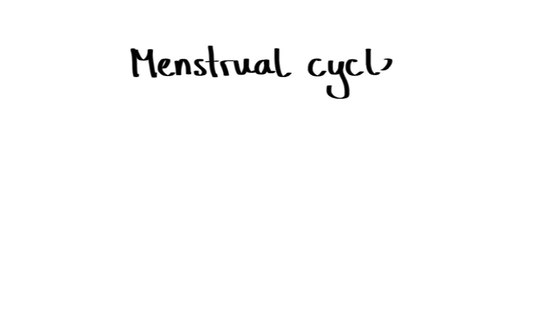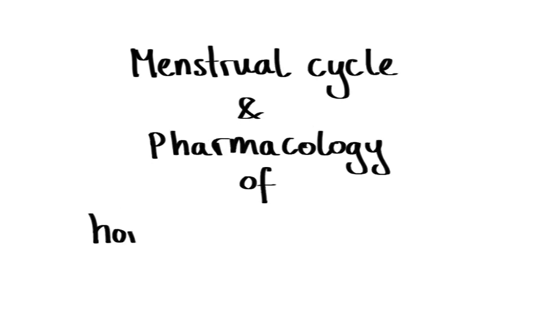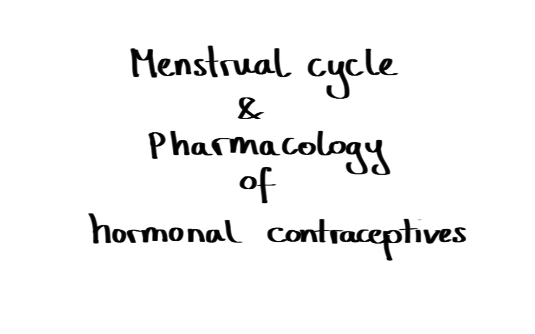In this lecture, we are going to cover the menstrual cycle, as well as the pharmacology of hormonal contraceptives. So let's get right into it. The menstrual cycle is defined by the regular, repetitive monthly occurrence of ovulation throughout a female's reproductive life.